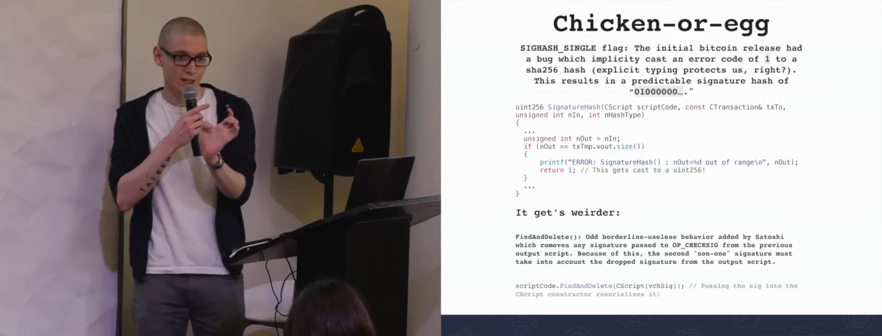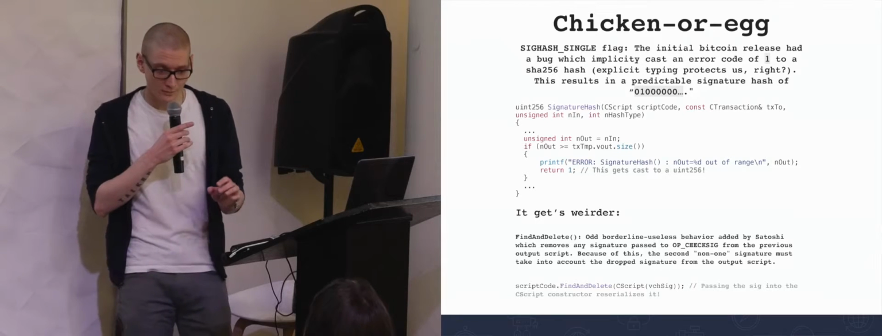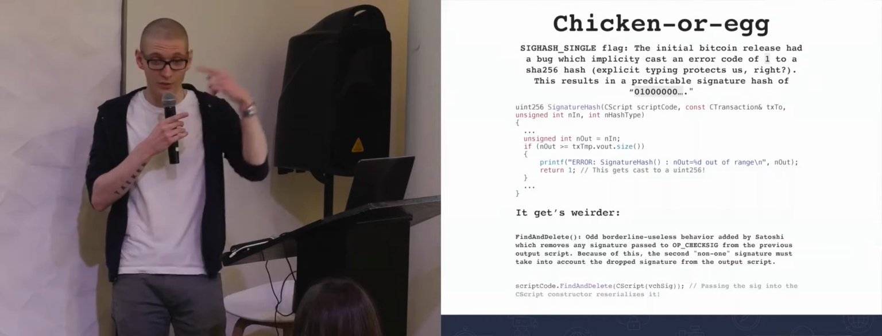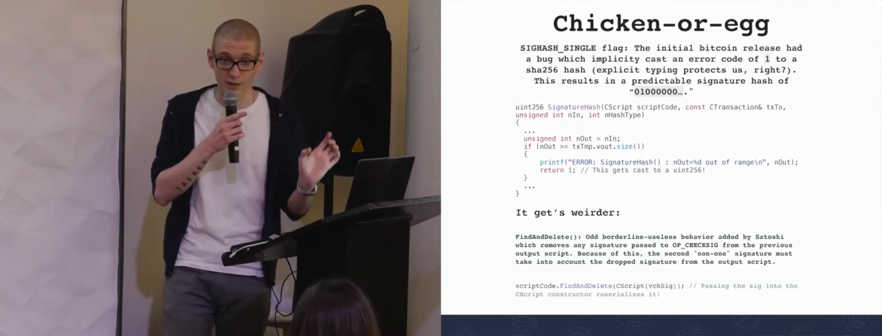So whenever a check sig happens, the way Satoshi originally wrote it, or a check multisig, is that find and delete gets called on the signature being verified, and it goes through the previous output script trying to remove the signature from that previous output script.